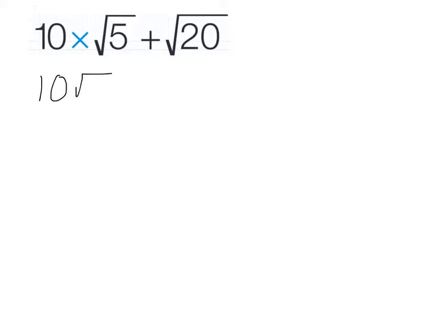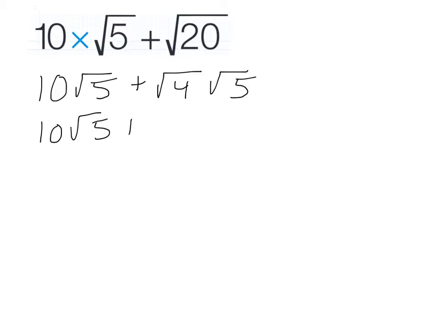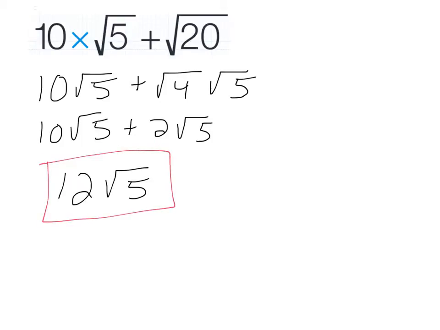So I'm going to keep the 10 square root of 5, and the square root of 20 I'm going to rewrite. I recognize that the square root of 20 can be written as the square root of 4 times the square root of 5. Because 4 is a perfect square factor, that's convenient, because that gives me 2 square root of 5. Now I do have like terms because I have 5's in each of my radicands. Adding those together, I combine the coefficients and I get 12 square root of 5. And that's my final answer.